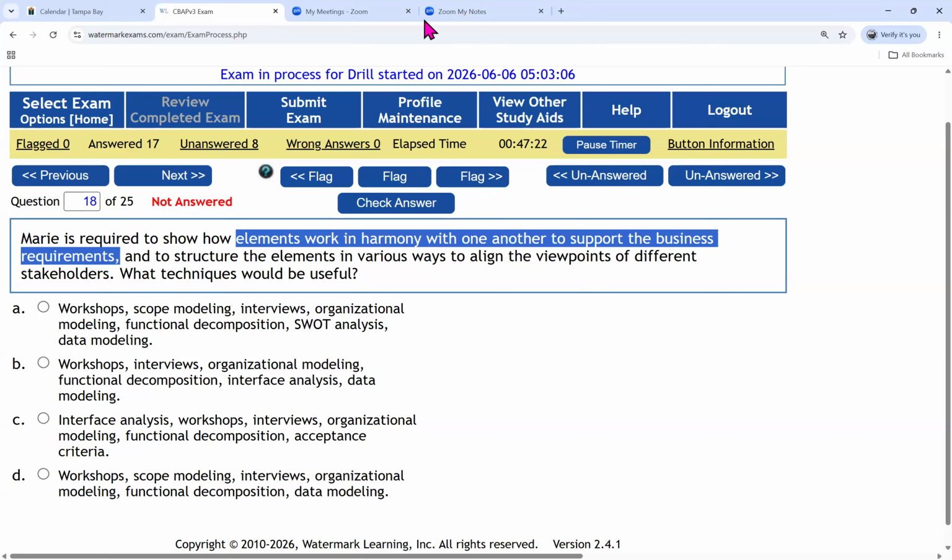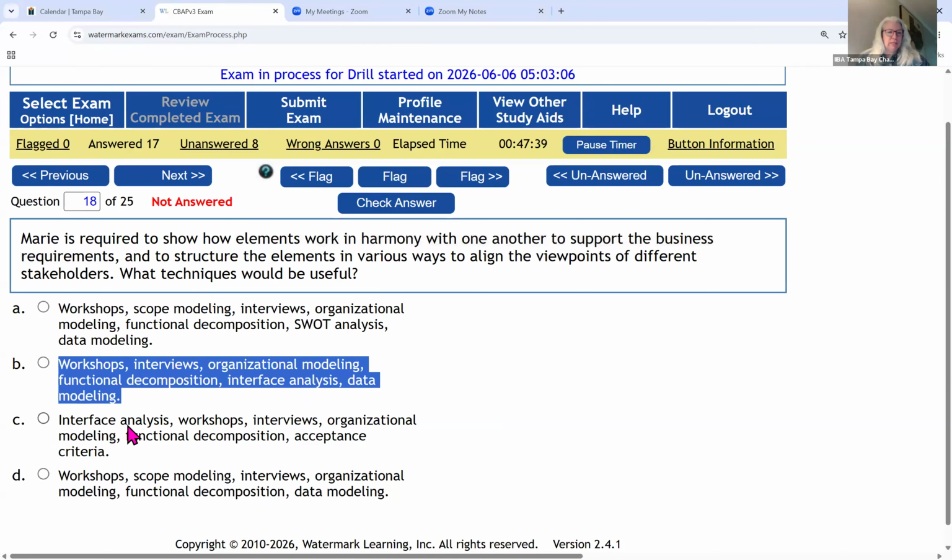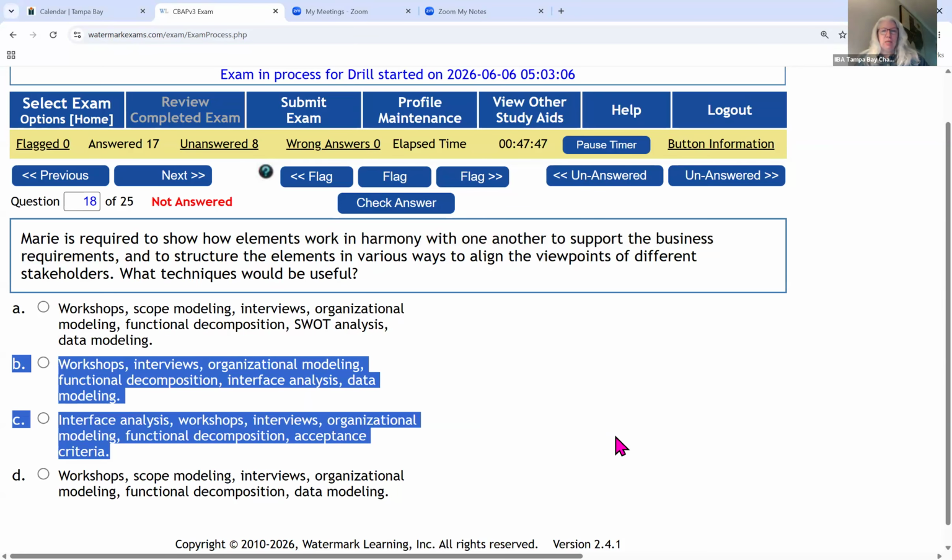I would exclude B because of interface analysis. Okay, because you're saying this is not one of the techniques, so we can exclude it? Yes, very good. Good logic. Okay, this also has interface analysis, so that means we can exclude both of them. So which one do you like most for the techniques for this particular task? Is it A or C?